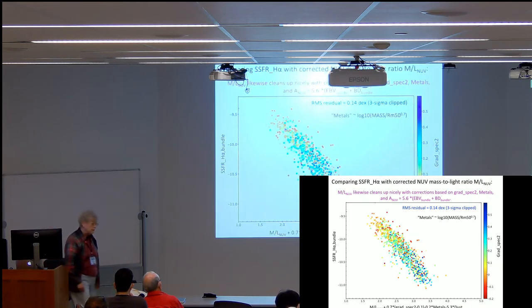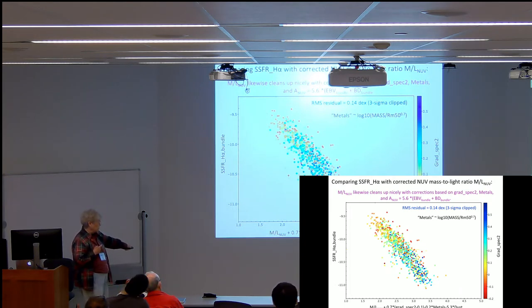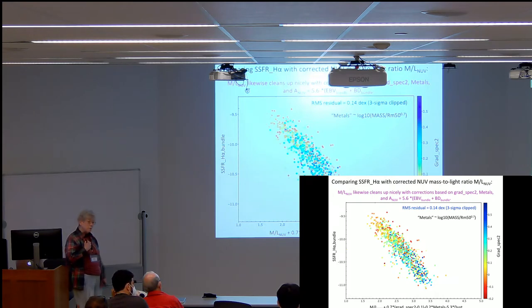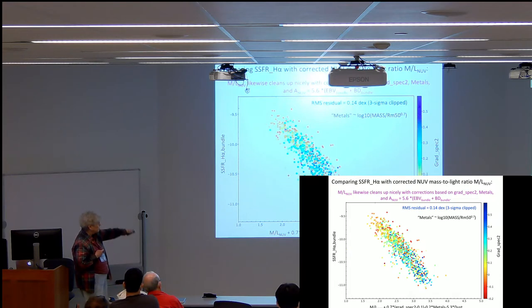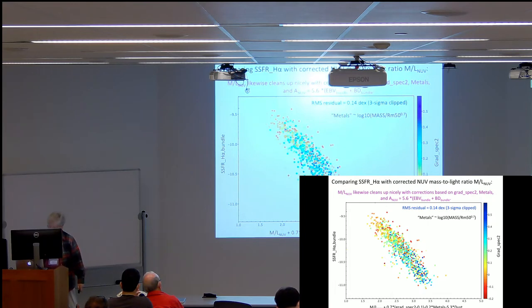Now, we can do the same thing wavelength by wavelength. Instead of using stellar spectra, we can use a mass to light ratio in a filter. And again, our assumption is that this mass to light ratio is a function of the specific star formation rate. And we can minimize that by correcting for the spectral gradient grad spec, a metals parameter, and in this case, also, since it's a photometry measure, mass to light ratio, we need a dust correction. So here's the equation for our metals parameter. I just mentioned it before. And now in the ultraviolet, we get an RMS residual of 0.14 dex, really remarkably tight given the difficulties and errors of observing in the ultraviolet.